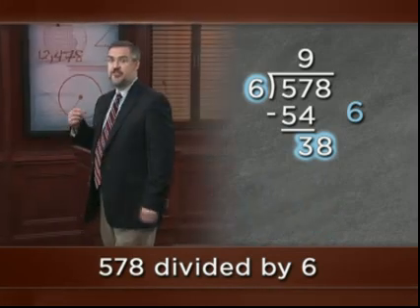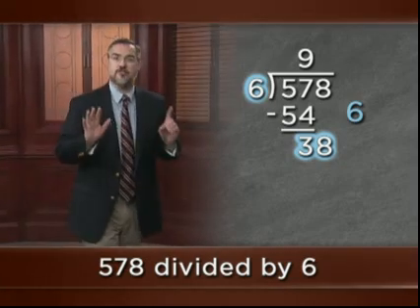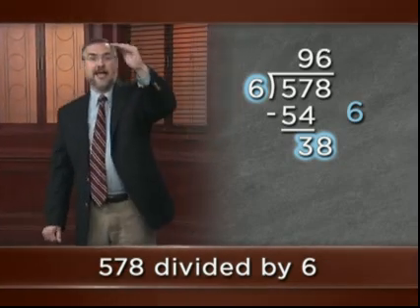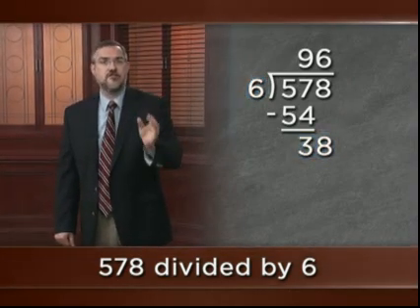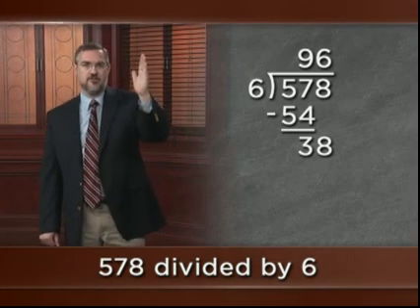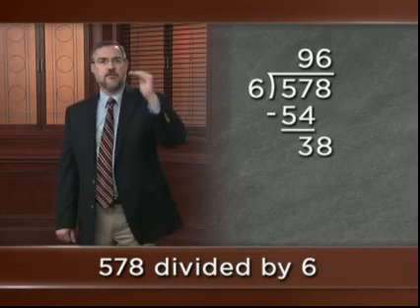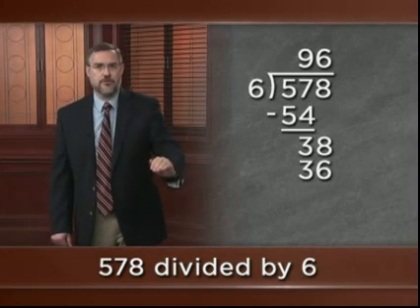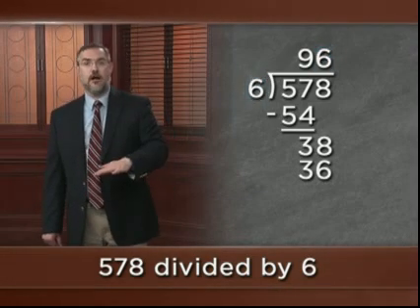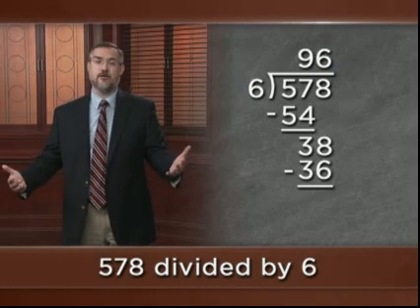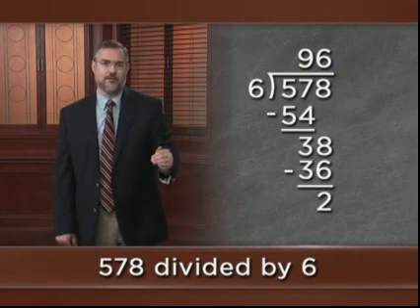Now, since 6 goes into 38 exactly 6 times, I'm going to write a 6 above in the answer line, if you will, in the quotient line, and I'm going to write that 6 just above the 8 that's in the dividend, because that's the last digit I've used up to this point. Then I'm going to write a 36 under the 38, since 6 times 6 equals 36. And now I'm going to subtract, just as I've been doing all of these problems, and that gives me a 2 at the bottom of my work.